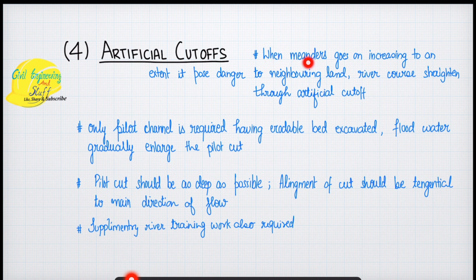When meander goes on increasing to an extent that it poses danger to the neighboring land, the river course is straightened through an artificial cutoff. Only a pilot channel is required, having an erodible bed excavation. Flood water gradually enlarges the pilot cut. The pilot cut should be as deep as possible.